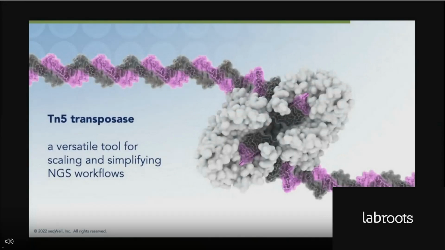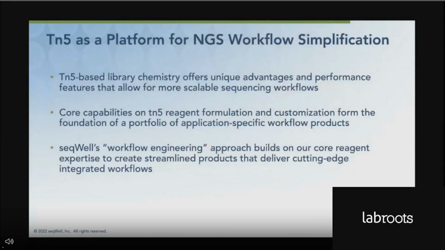A crucial technology that we use to build almost all of our products is an enzyme called the TN5 transposase, which is an incredibly versatile tool for scaling and simplifying NGS workflows. We have found TN5 to be an incredibly powerful platform for creating library chemistry with a number of unique advantages. For example, being able to normalize and create multiplexing with purpose-built reagents. These reagents really form the core capabilities that our products are based on, and we also have a lot of experience in creating products that support specific applications, for example, like plasmid sequencing, which you'll hear about today.